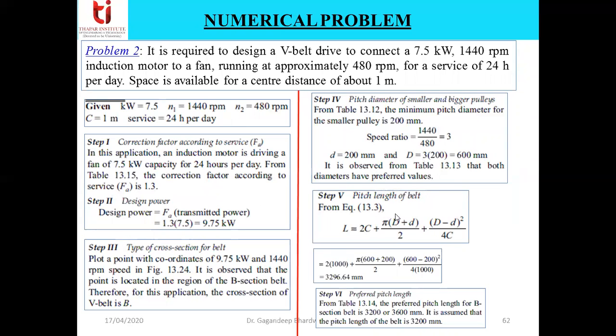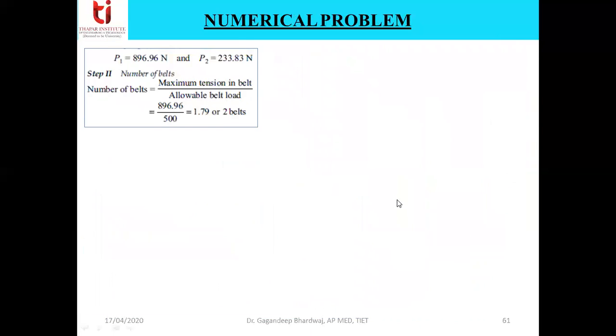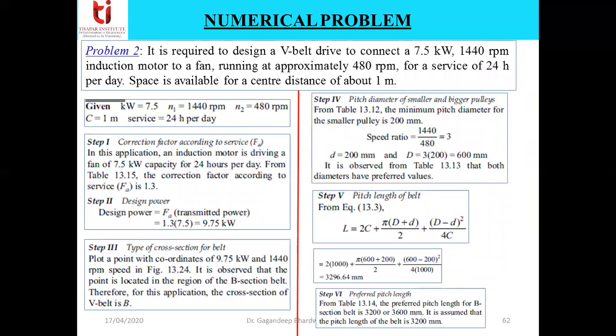Now in the next step, you will calculate the pitch length of the belt, which is given by this expression. You will substitute the value of C, which is 1 meter, and the diameters of the driving and driven pulley. Once we substitute these values, the pitch length of the belt is 3296.64 mm. Now we will go back to the B type of belt. Pitch length of 3200 is close to this, so we will select the pitch length of the belt as 3200 mm.